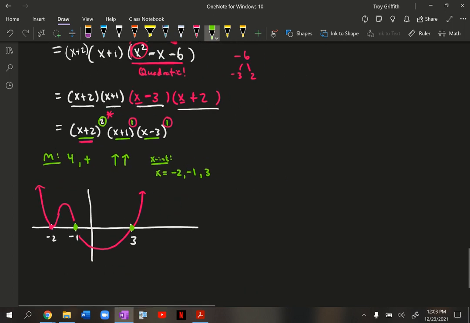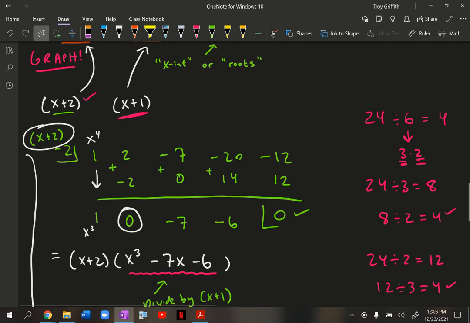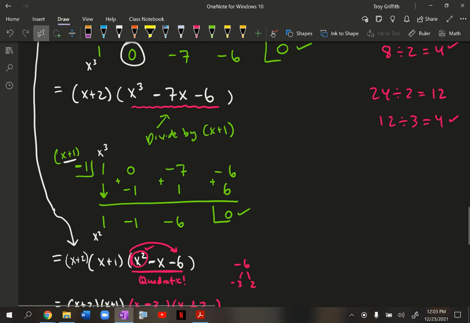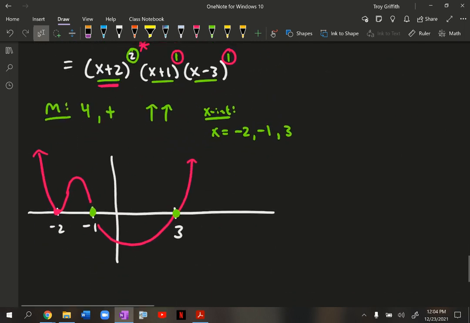Okay, so again, this process on this one is called repeated synthetic division. Really, it just means we had to do synthetic division more than one time. And then we are good to go. And once we get to that fully factored form, then it's just like what we've been doing before, where we get our multiplicity, our end behavior, and our x-intercepts, and we sketch the graph.